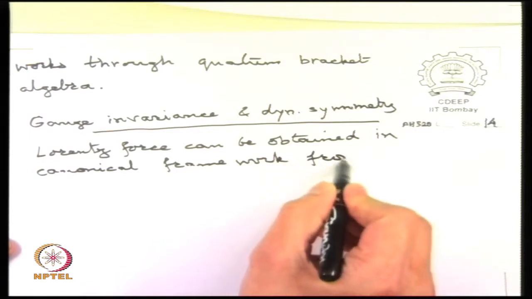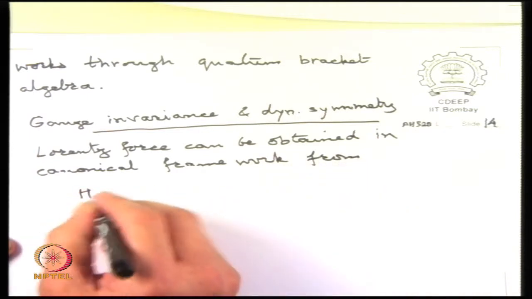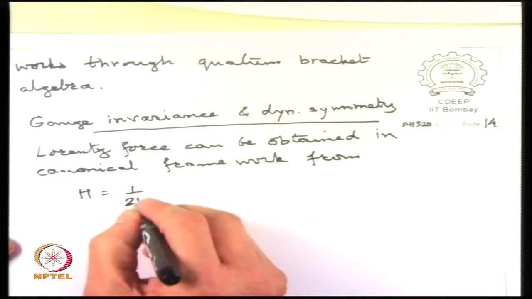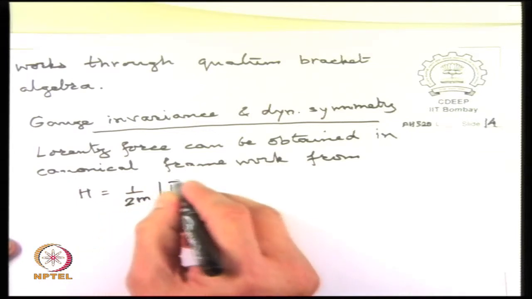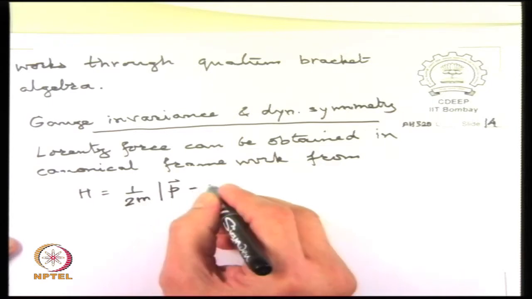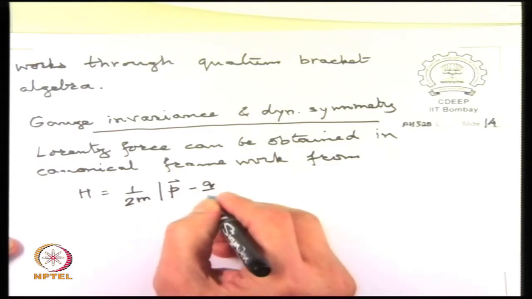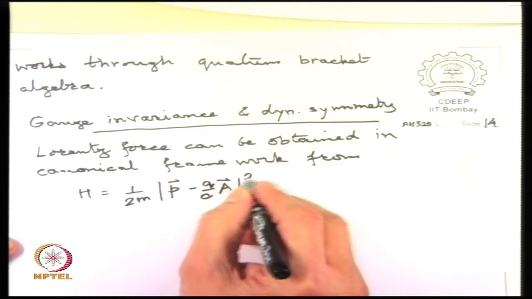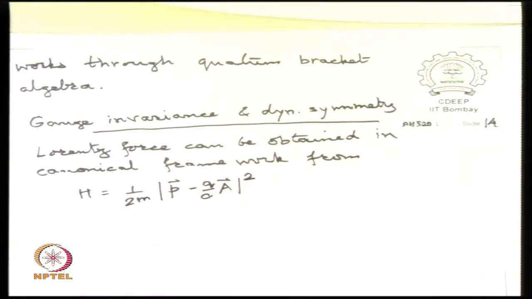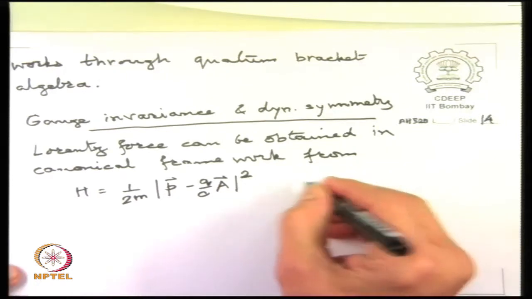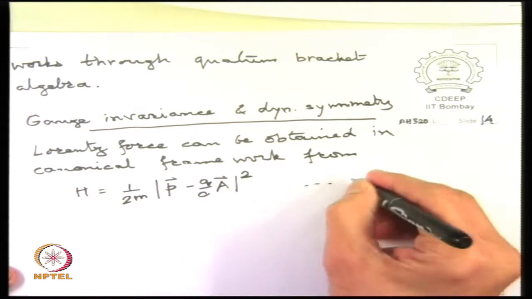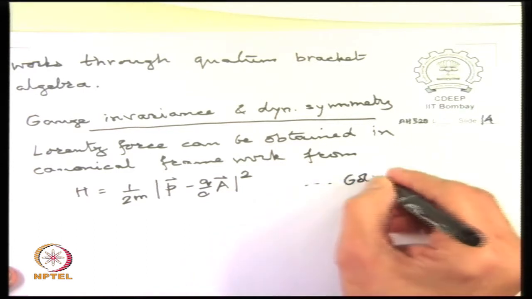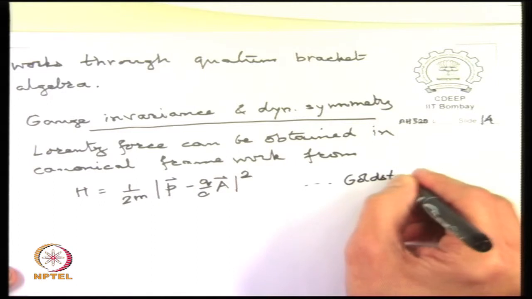from H equal to 1 over 2m (P minus Q over C times A) squared. So if you do this, then it will automatically generate the Lorentz force. You shift, in other words, you shift P by A. So this is given in Goldstein's chapter 1. Okay. Well, Goldstein chapter 1 gives the Lagrangian version.